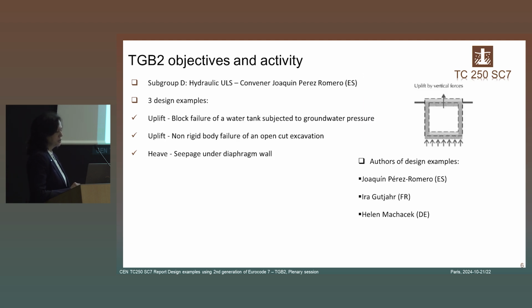Subgroup D was the hydraulic ULS, convened by Joaquin Perez Romero from Spain, and they prepared 3 design examples. In fact, there are more than 3 because there are variations, let's say, within each one. Uplift, two design examples for uplift, and one for heave, for seepage under the diaphragm wall. And they had a very small group of 3 people, including Joaquin and also Ira and Helen.